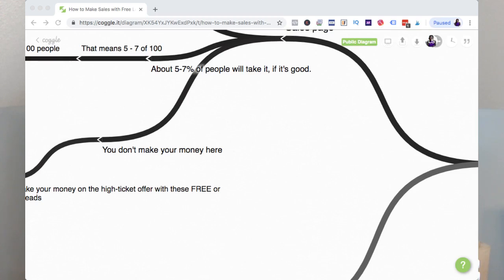I don't split test different images and pictures. I've got one video and I know that it's going to perform the way I'm expecting it to perform. And if it doesn't, I just turn it off. I don't stress about trying to optimize it down to the penny because that's not where I'm making my money.